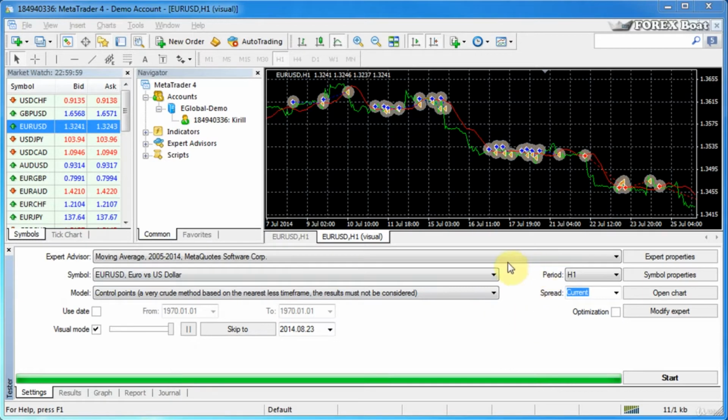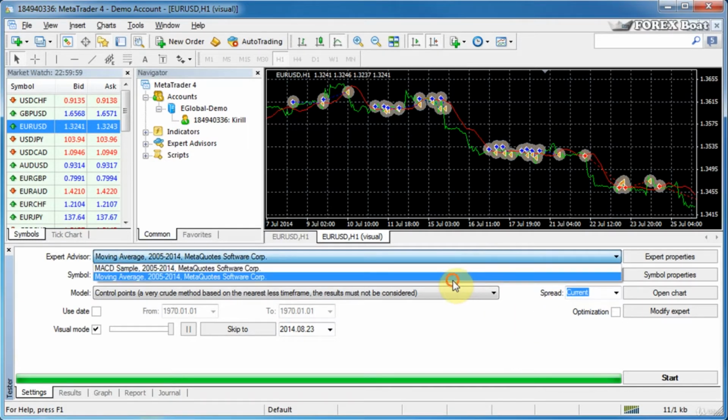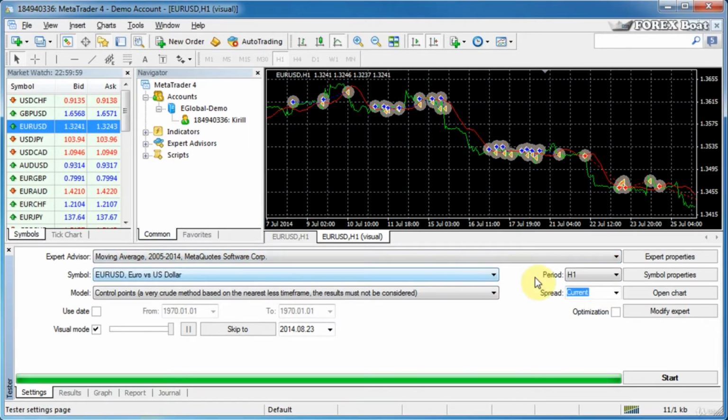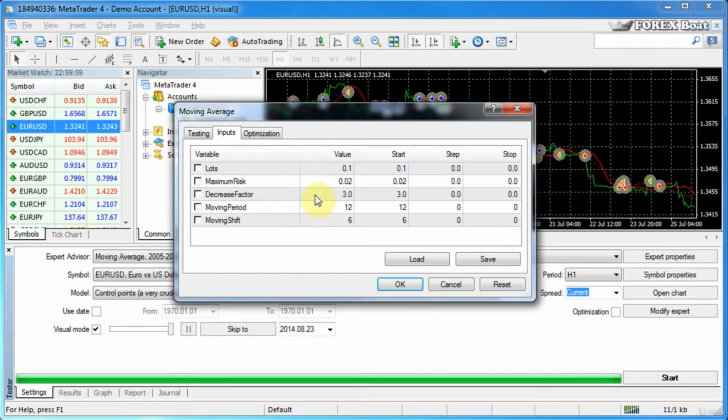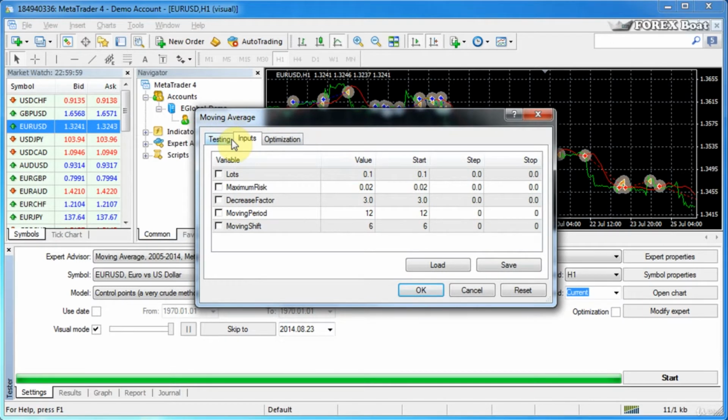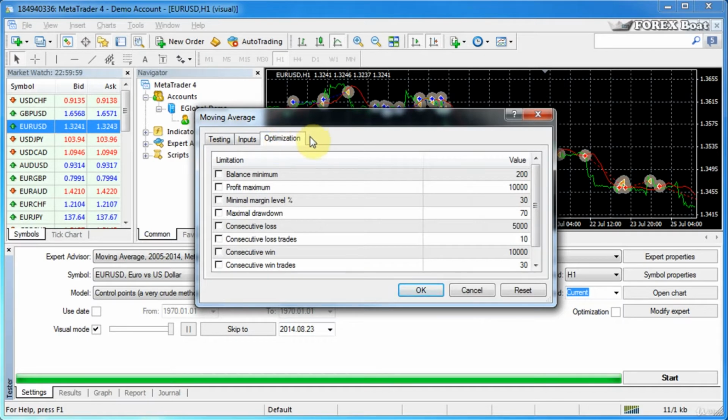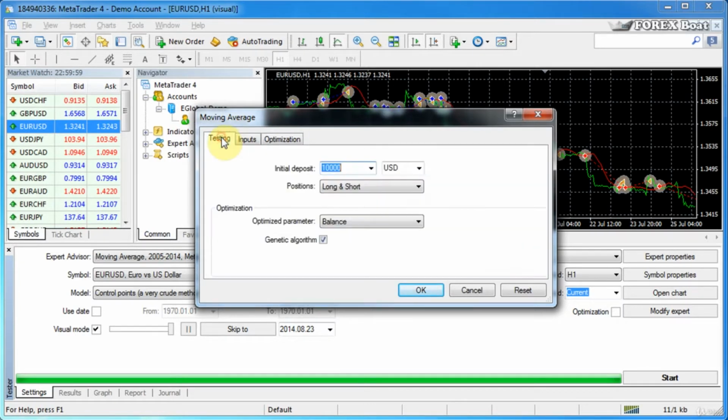Now what we're going to do is just select any expert advisor of the available ones, and click this button up here, expert properties. So these are the expert properties settings window, and it has three tabs. Right away I'll mention that we won't be talking about the optimization tab today. We'll be talking about optimization parameters in one of the future tutorials in this course. Today we're going to be talking about these two tabs.